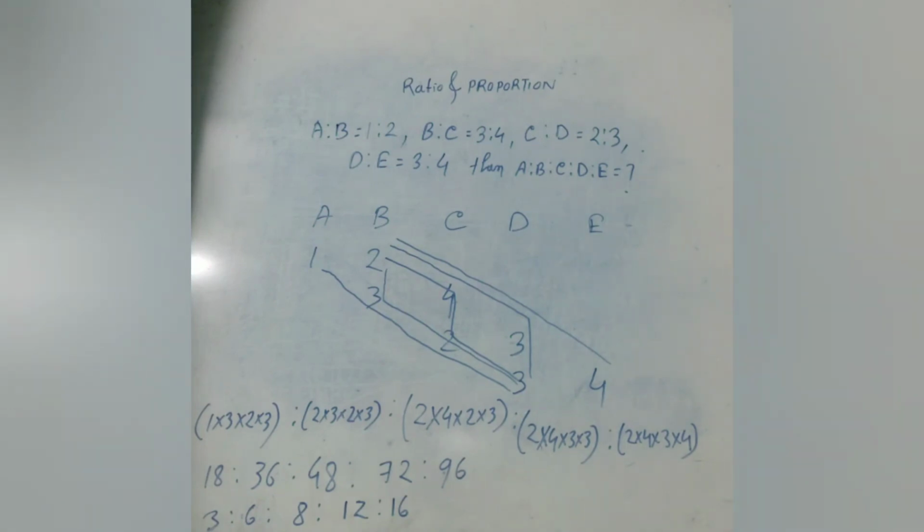So by using these tricks we can easily calculate the given ratios of 3 terms, 4 terms or 5 terms: ABC, ABCD, ABCDE. I think it will be helpful for you.